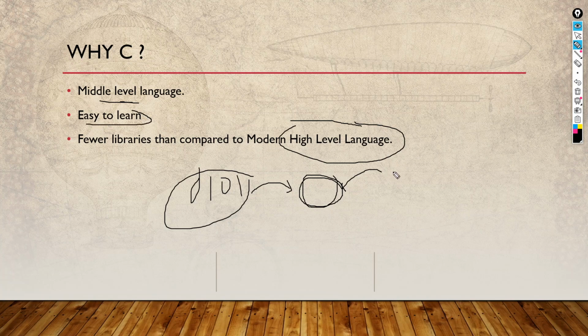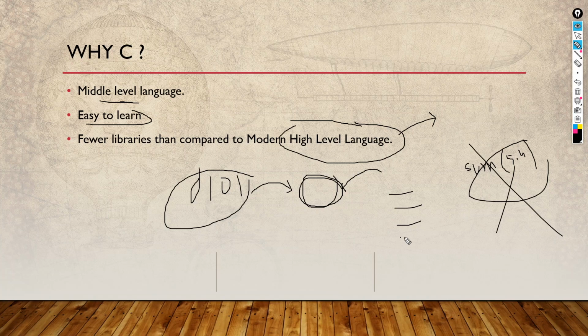Now, why is C important to learn as a first language? Because in modern high level languages we have many libraries, so we can do all the tasks very easily. But in C you have to do everything from scratch. Suppose in a modern language we want to do a sum, we can just write sum, enter the numbers, and it will do the sum for us. But this won't happen in C. We have to write many lines of code. I'm just taking an example, but these things happen.